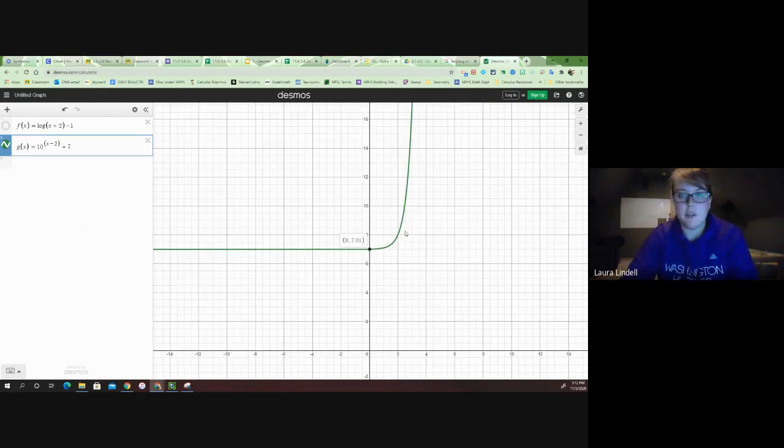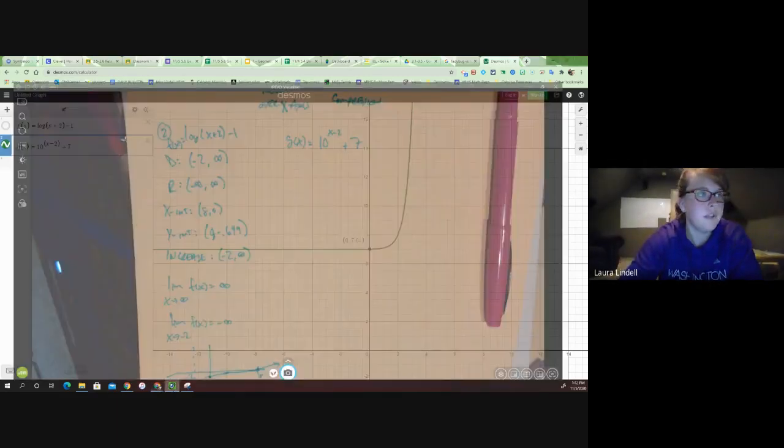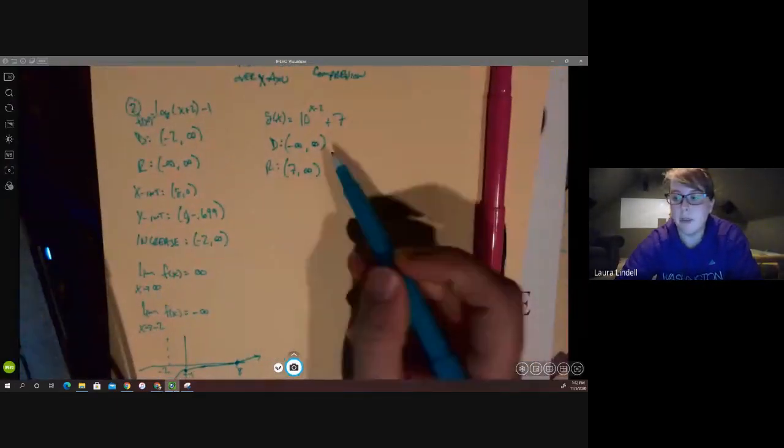So looking at this one, it's an exponential function. The domain is not limited on an exponential function. So our domain is going to be -infinity to infinity, but the range is limited with the exponential. It's not going to go lower than 7. We've got this horizontal asymptote at 7. So the range is going to be from 7 to infinity here. So that's what we should get for our domain and our range.